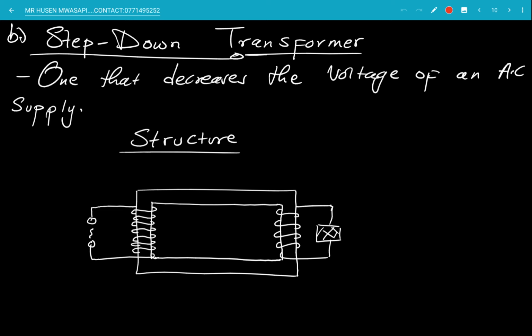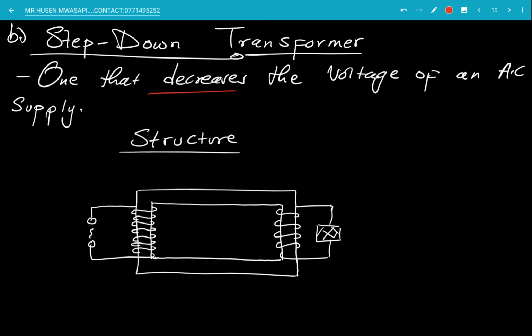So we know that we're decreasing the voltage of an AC supply. Remember, we use AC because AC is the only one that can vary voltage; it can alternate. So a step-down transformer is a transformer that literally decreases the voltage of an AC supply. If you look at the structure, if you look at the turns, in the primary we have more turns than the secondary. This structure is literally different from that of a step-up transformer.